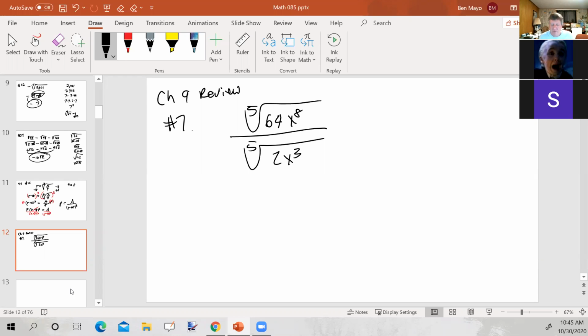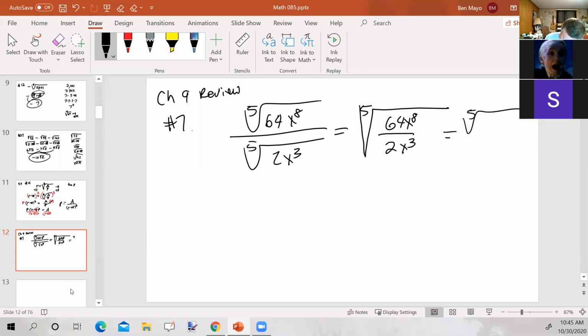Okay, I have a fraction. The numerator and denominator both have the same 5th root, so I can put them together as a single radical with 64x to the 8th in the numerator and 2x cubed in the denominator. Now I can simplify inside of the radical. 64 over 2 is 32. X to the 8th over x to the 3rd is x to the 5th. So I've got the 5th root of 32x to the 5th.